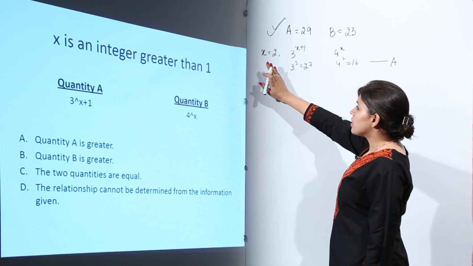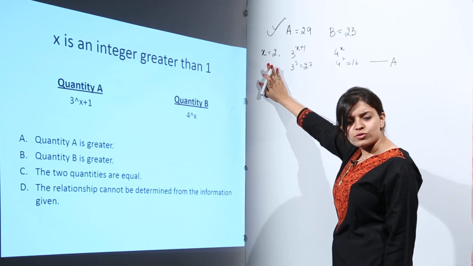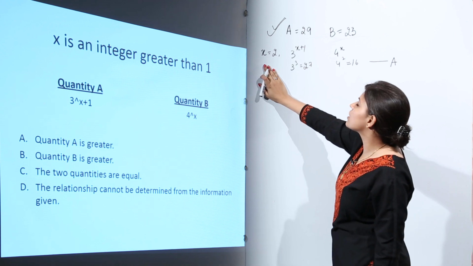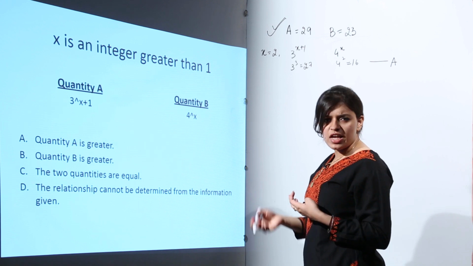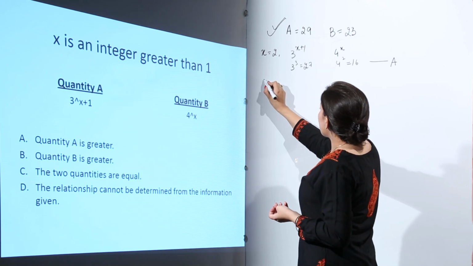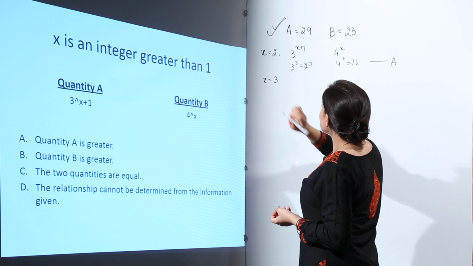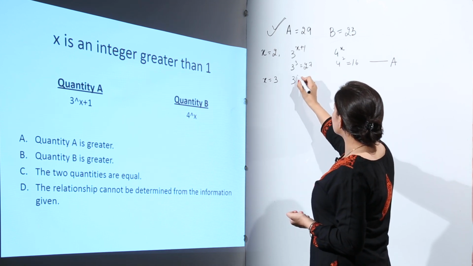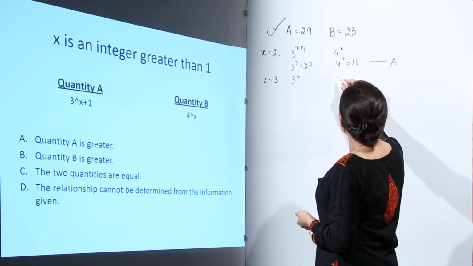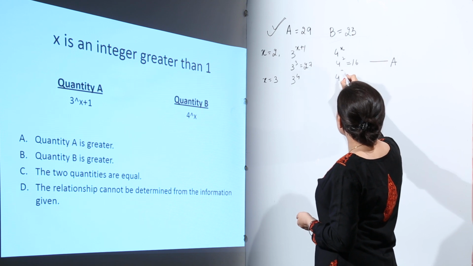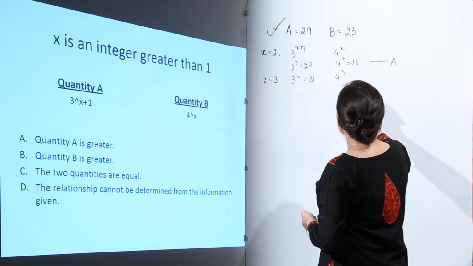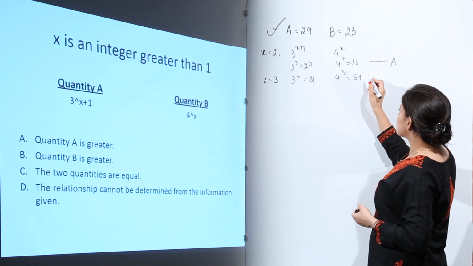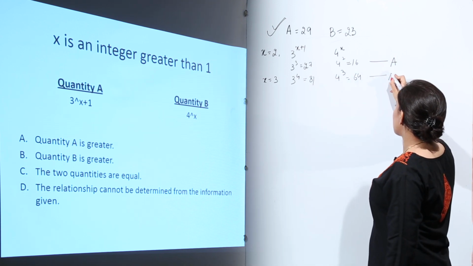But without properly seeing all the options that we have for x, we cannot actually reach an answer. So we will see other values that are possible for x as well. Let's say x is 3. In this case, this will be 3 raised to power 4 and this will be 4 raised to power 3. 3 raised to power 4 as we all know is 81 and 4 cube is 64. So in this case also we can say that the option will be A.